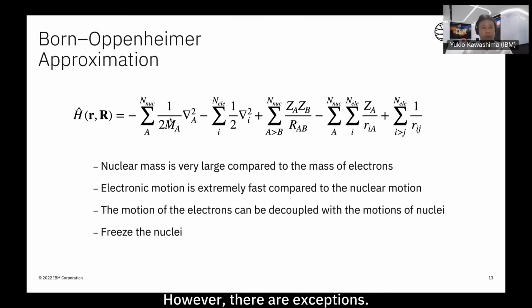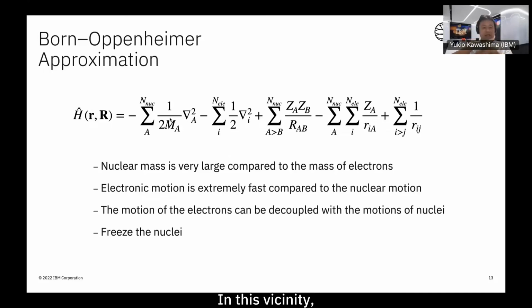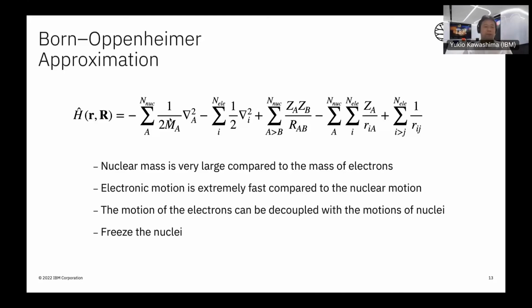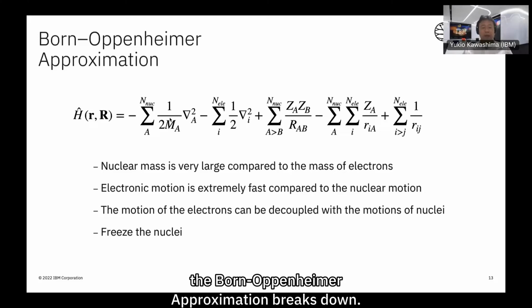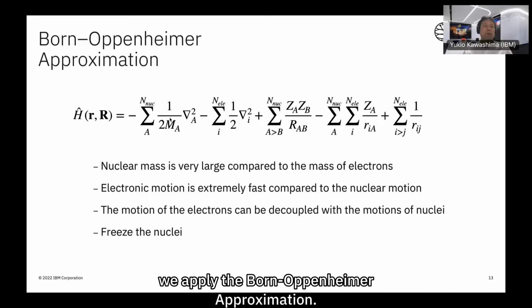The Born-Oppenheimer approximation works in most chemical problems. However, there are exceptions. One example is a conical intersection. At a conical intersection, the ground state and the first excited state are extremely close. In this vicinity, the nuclear motion and electron motion couple strongly. Therefore, in this case, the Born-Oppenheimer approximation breaks down. However, in most cases, the Born-Oppenheimer approximation works. So therefore, in quantum chemistry simulation, we apply the Born-Oppenheimer approximation.